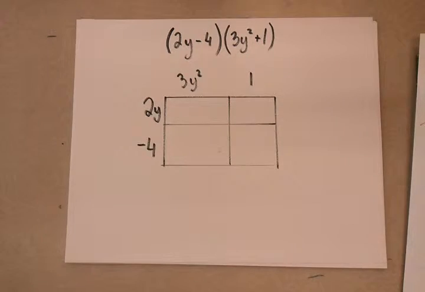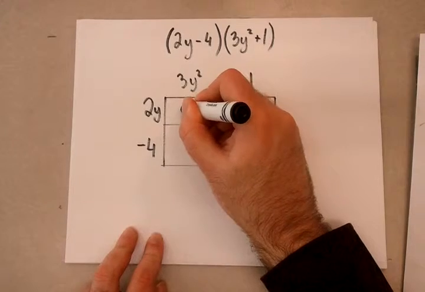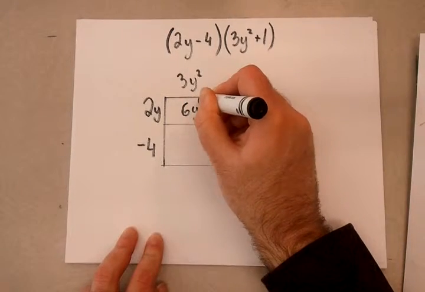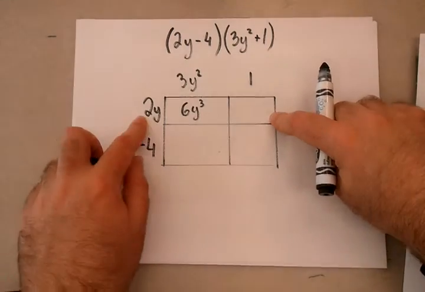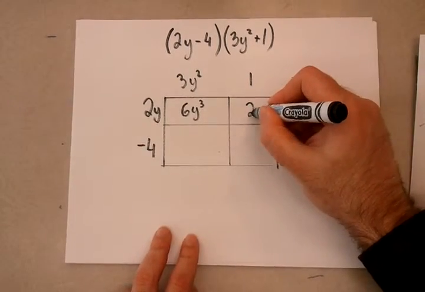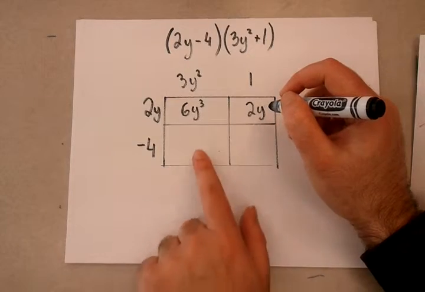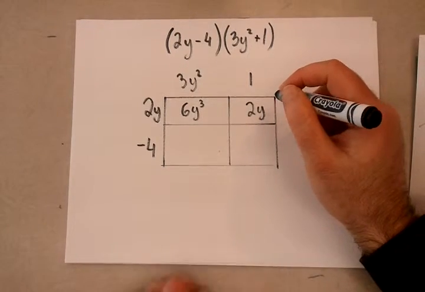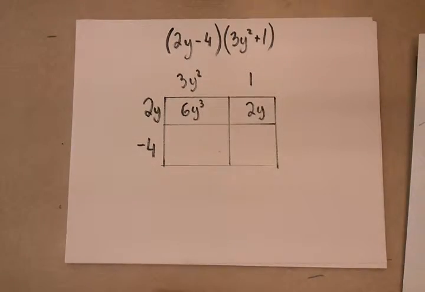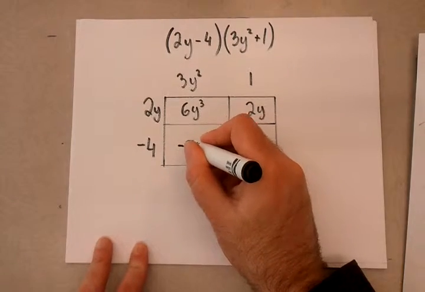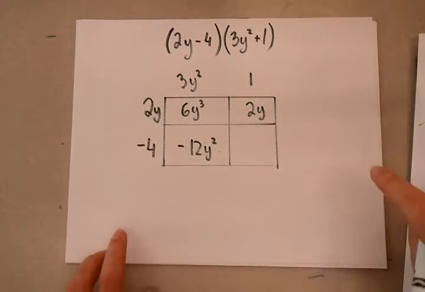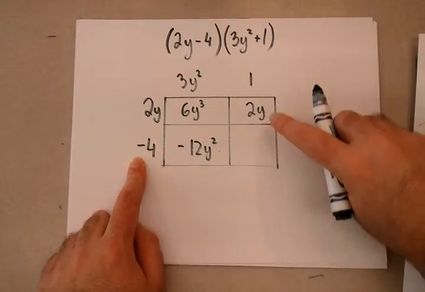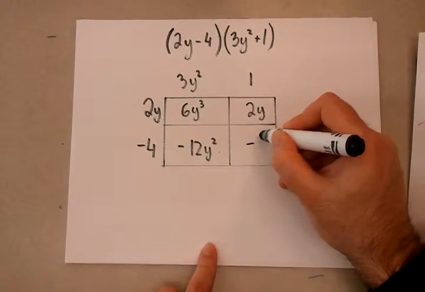So in the top left box we have 2y times 3y squared. That's going to give us 6y to the third power. In the top right box we have 2y times 1. Well, that's just 2y. In the bottom left box we have negative 4 times a positive 3y squared, which is a negative 12y squared. And in the bottom right box we have negative 4 times a 1, that's just negative 4.